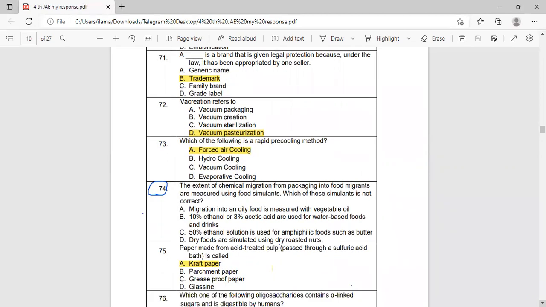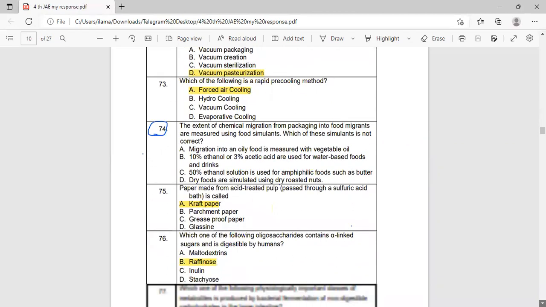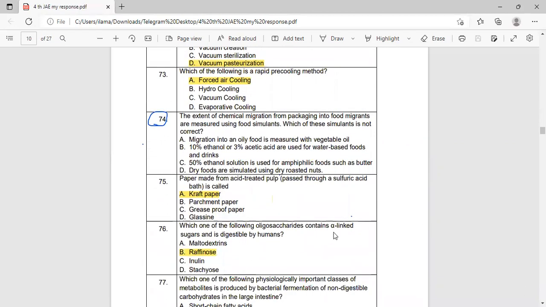Next one, the paper made from acid-treated pulp passed through a sulfuric acid bath is known as kraft paper. Next, which of the following oligosaccharides contains alpha-linked sugars and is digestible by humans? Raffinose.